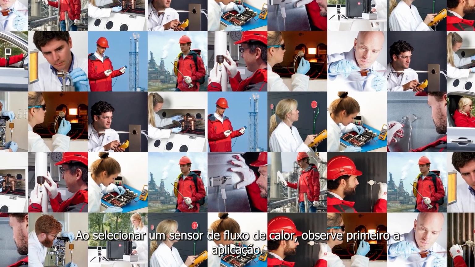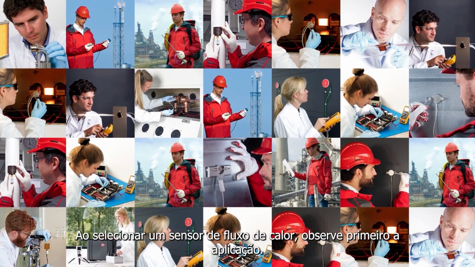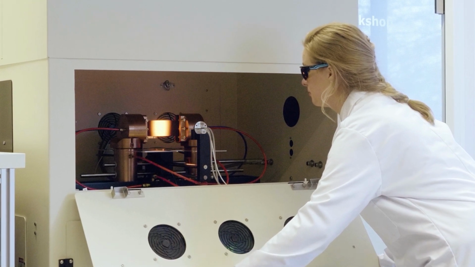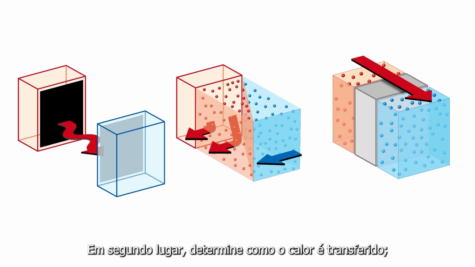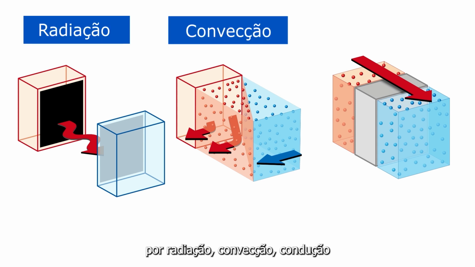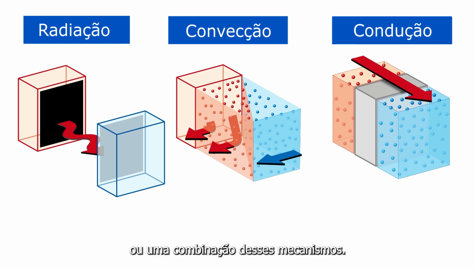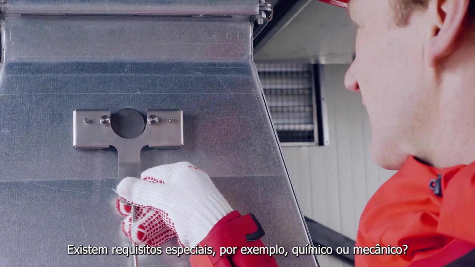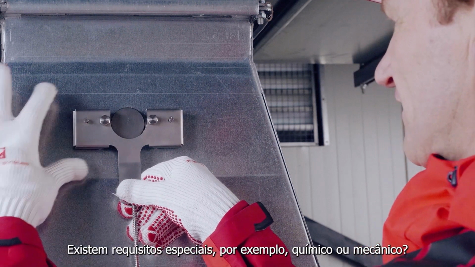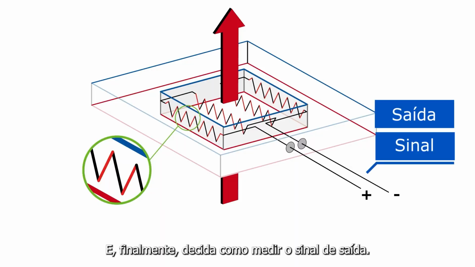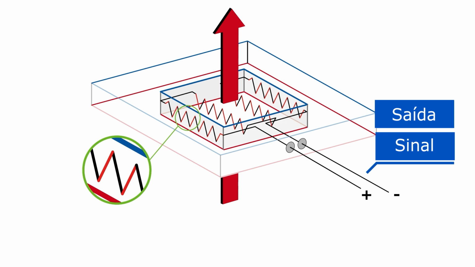When selecting a heat flux sensor, first look at the application. What are the expected ranges of heat flux and temperature? Second, determine how heat is transferred: by radiation, convection, conduction, or a combination of these mechanisms. Third, look at the environment. Are there any special requirements, for example, chemical or mechanical? And finally decide how to measure the output signal.